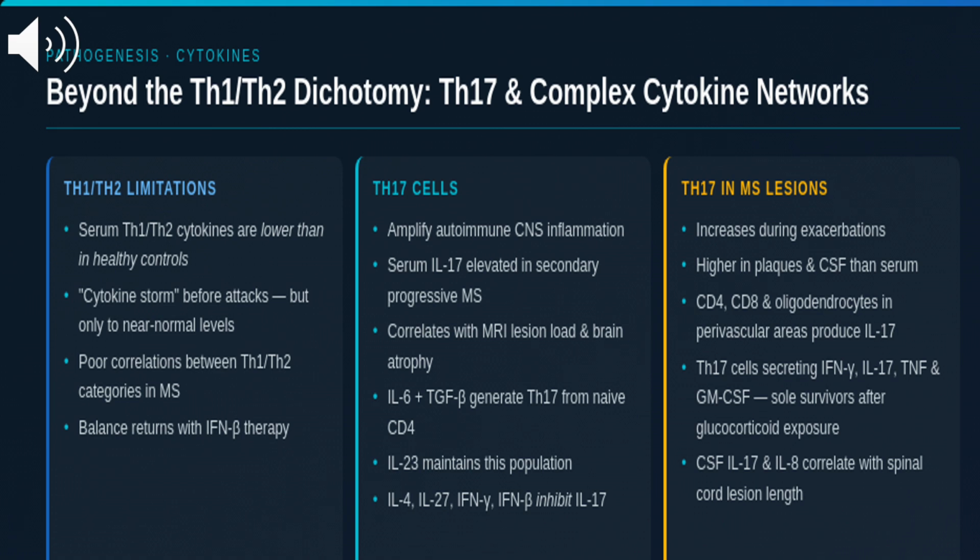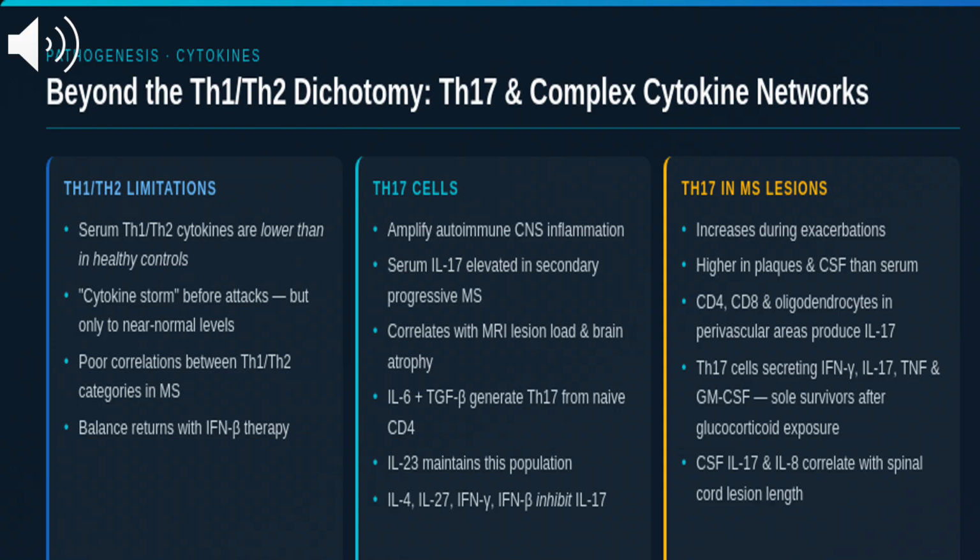What is abnormal is the balance and correlation between cytokines. In healthy controls, Th1 and Th2 cytokines are tightly balanced and correlated. In MS, they are dissociated. IFNB therapy partially restores this balance. The second complication is the Th17 cells, which deserve particular attention.